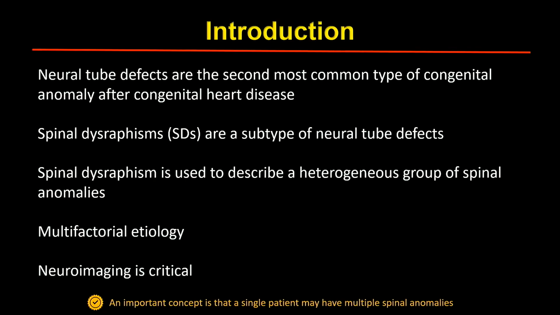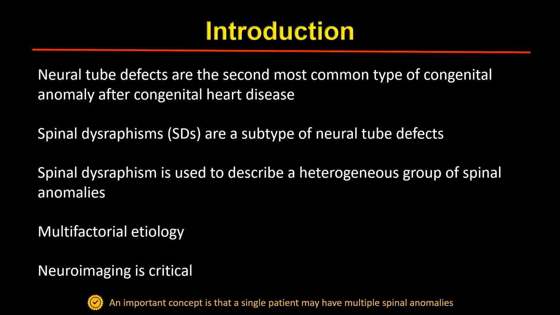However, in our day-to-day practice, the terms spinal dysraphism and spina bifida are used synonymously, and they're used to describe a heterogeneous group of disorders outside the setting of neural tube defects. For example, people use spina bifida or spinal dysraphism to describe unfused spinous processes as well. That's not correct, but that's okay.